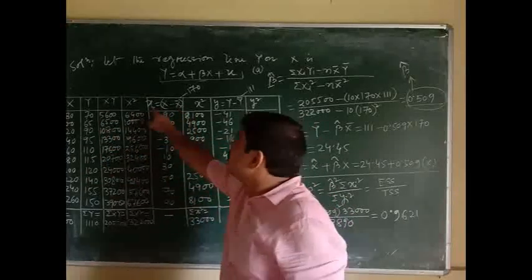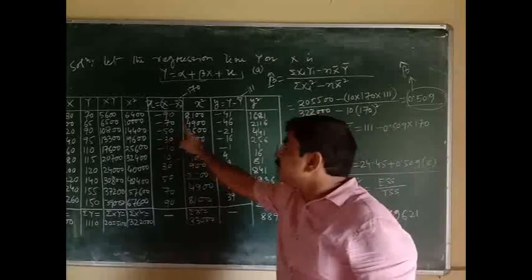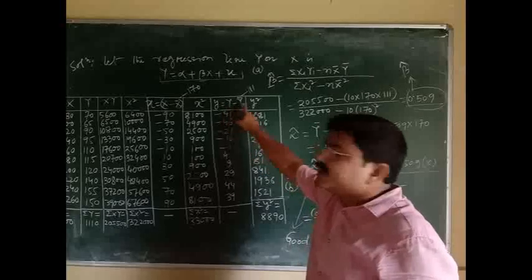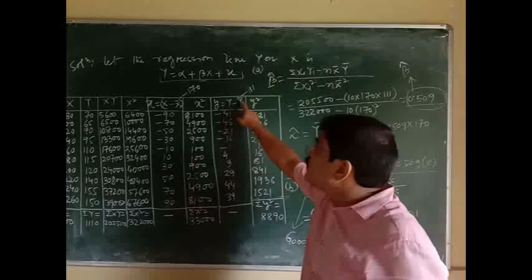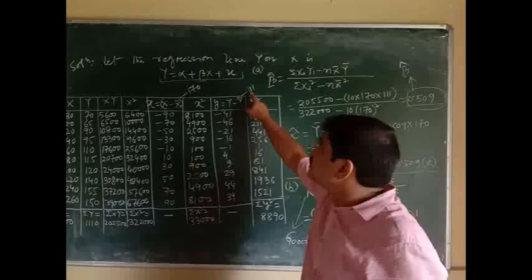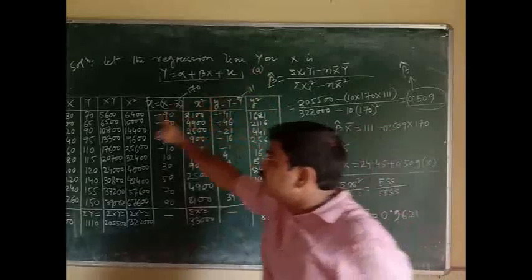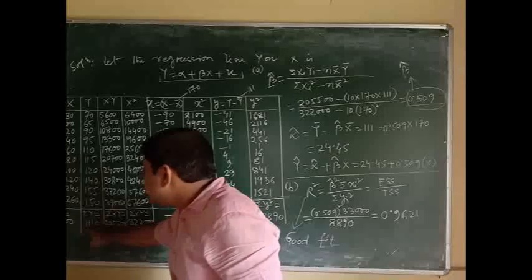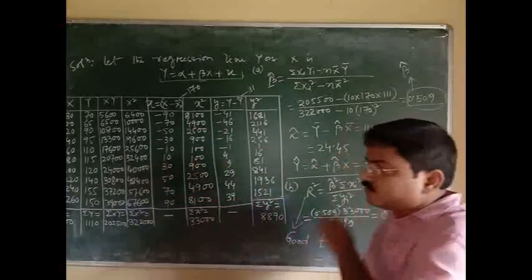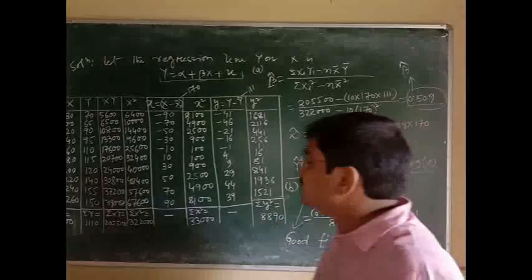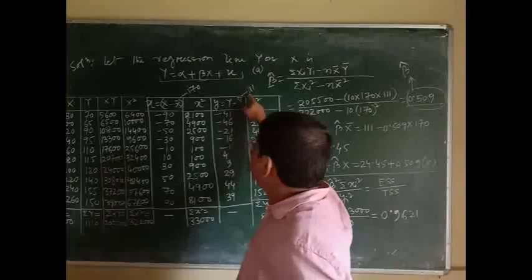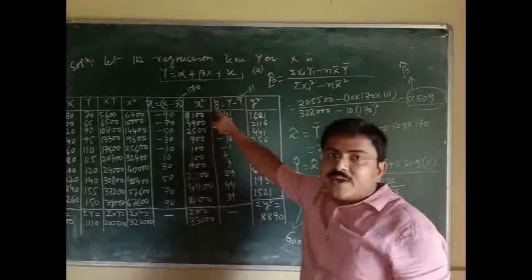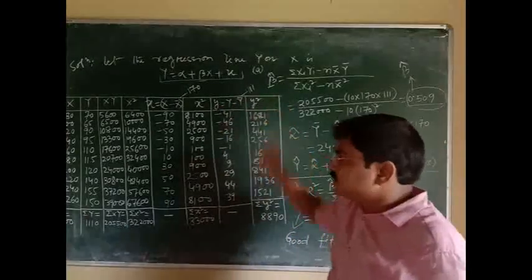So if you deviate the actual values of x from its mean value, then you will have your small x, and then you get the small x squared. Then small y is equal to capital Y minus y bar. So y bar we have calculated, that is, if you sum up all these y values, that is 1110, and if you divide by the number of observations, that is 10, then you have 111, that is your y bar. After getting your small y, you get y squared.